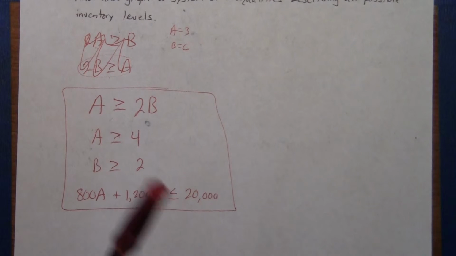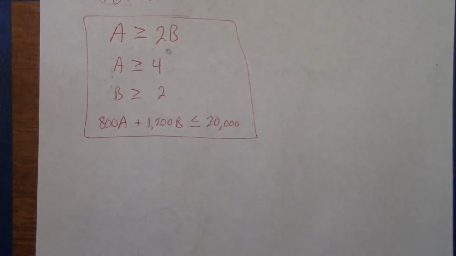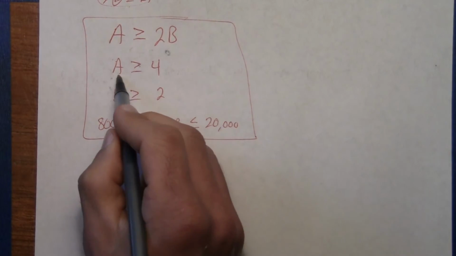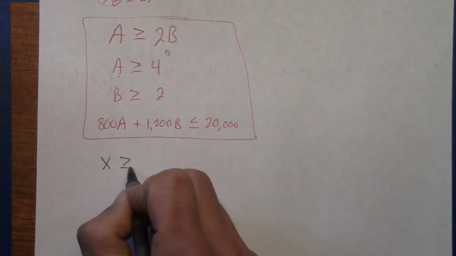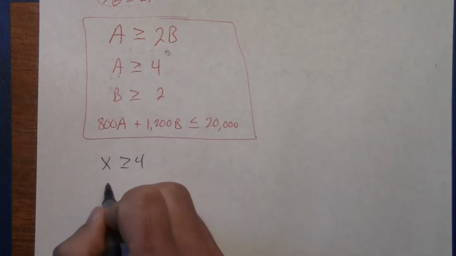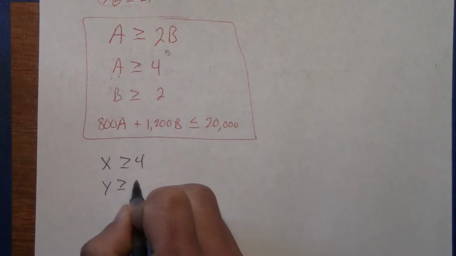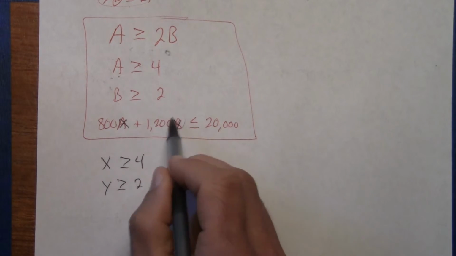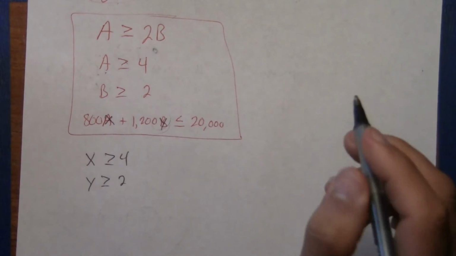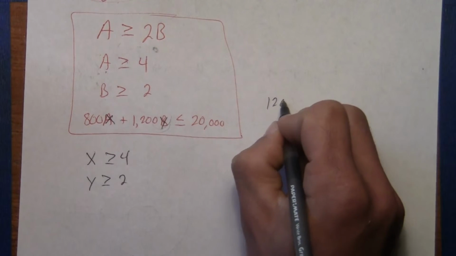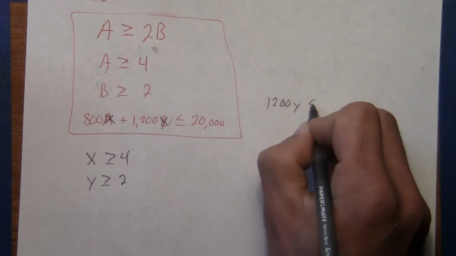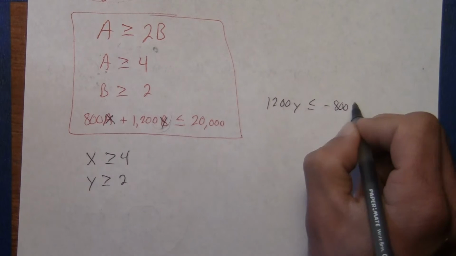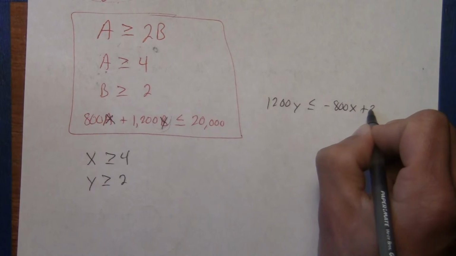Alright, and now in terms of graphing them, because A and B, I would probably switch these to X and Y. I would say X is greater than or equal to 4. B is going to represent Y, so Y is greater than or equal to 2. Since I'm calling this X and this Y, I should try to solve it for Y. So maybe over here I'll do that. I've got 1,200 Y is less than or equal to negative 800 X plus 20,000.